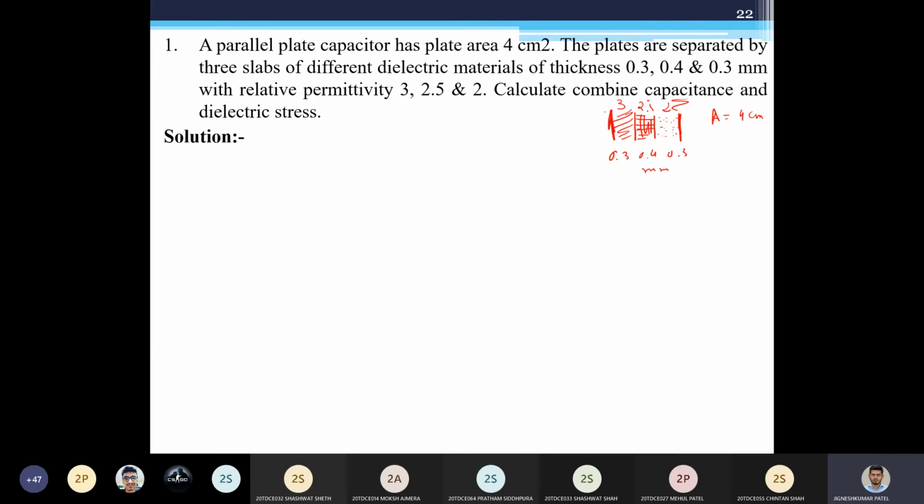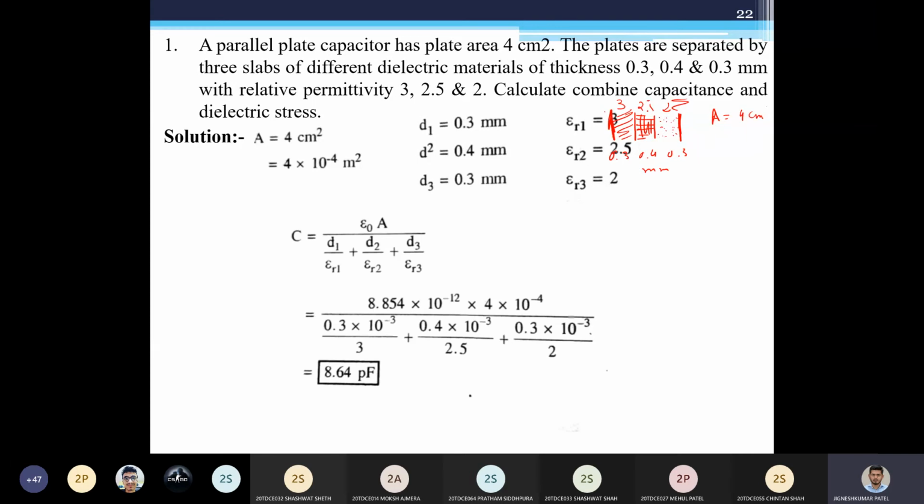So you can easily get the combined capacitance. How do you do that? We know that C is equal to epsilon 0 into A divided by d1 upon epsilon r1 plus d2 upon epsilon r2 plus d3 upon epsilon r3. That is the equation for the combined capacitance, and from it you can easily solve the problem. This is the basic information given. If I solve this equation, I easily get 8.64 picofarad. This is my answer for capacitance.